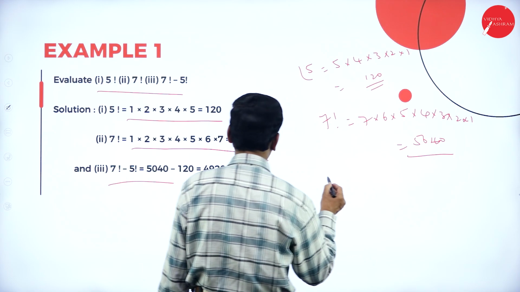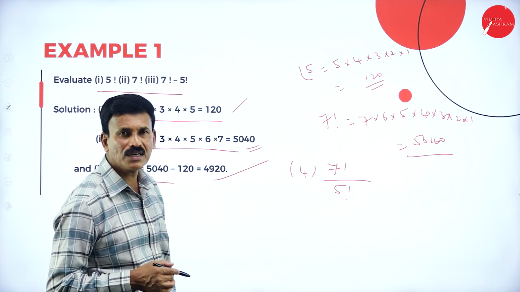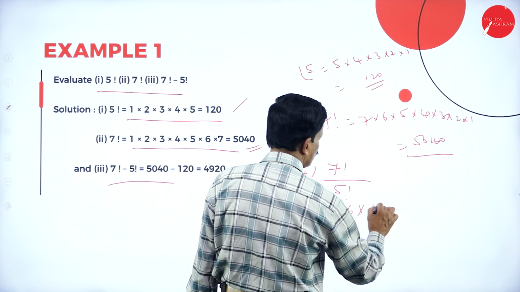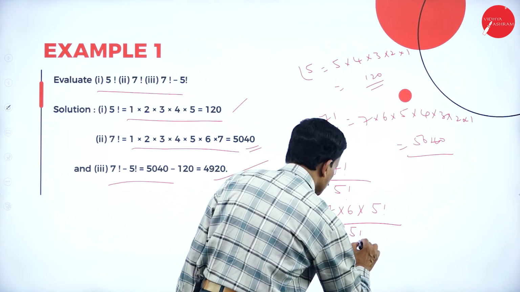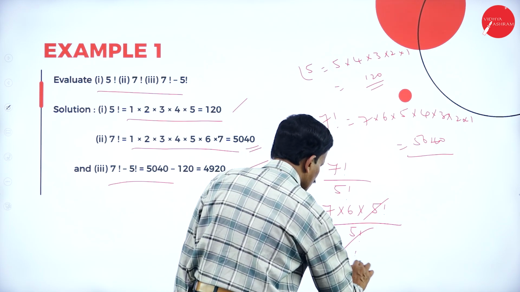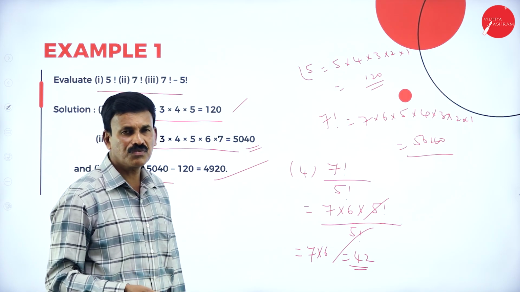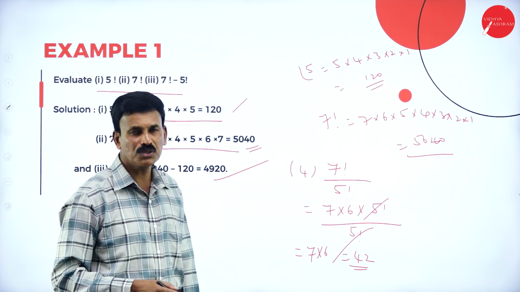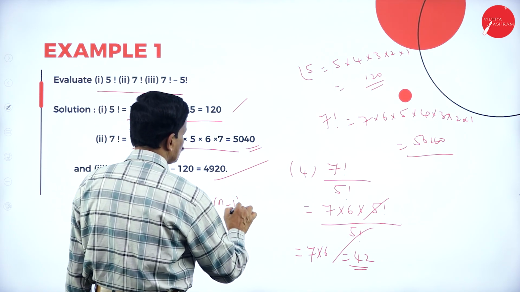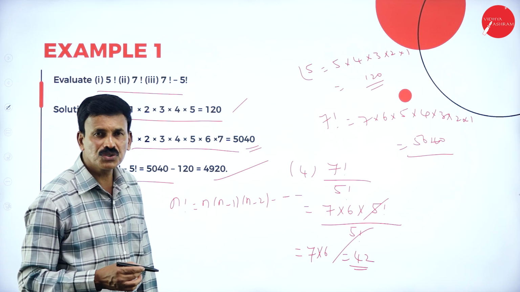Suppose you want to find the value of factorial 7 divided by factorial 5. How do we find it? It can be written as 7 into 6 into 5 factorial, divided by the denominator 5 factorial, which gets cancelled. What is left is 7 into 6, 42. That is it. 7 into 6 is equal to 42. This is how we find the factorial value of any given number. In general, n factorial is equal to n into n minus 1 into n minus 2 into n minus 3, etc. That's it. This is called the factorial notation.